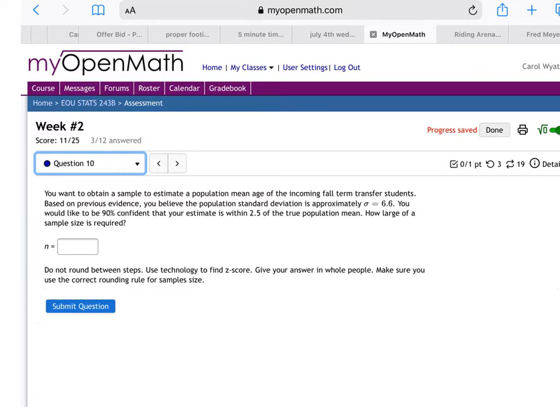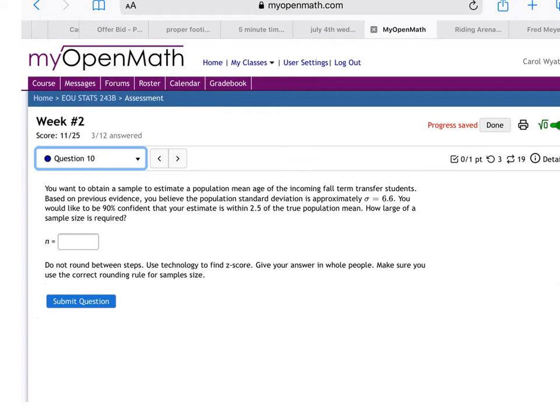And here's question number 10. So you want to be able to obtain a sample estimate of the population mean average of incoming fall transfer students. Based on the evidence, this is on past evidence, you believe the population standard deviation is 6.6. That's what your standard deviation is for the population. You would like to be 90% confident.